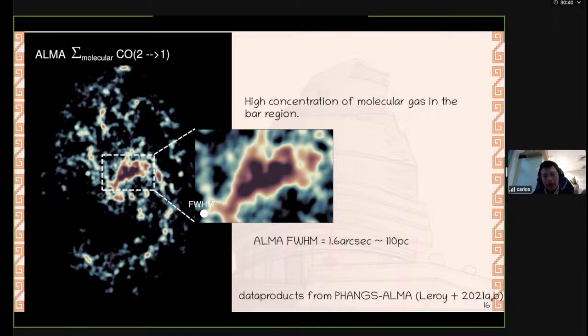Combined with public ALMA data, also from the PHANGS-ALMA data, published in Leroy et al. 2021, we can trace the molecular gas density across this galaxy, in particular in the central region. And we observe an enhancement of the CO line intensity in the central region. This is the full width at half maximum resolution for this object, of the order of 110 parsec, right?